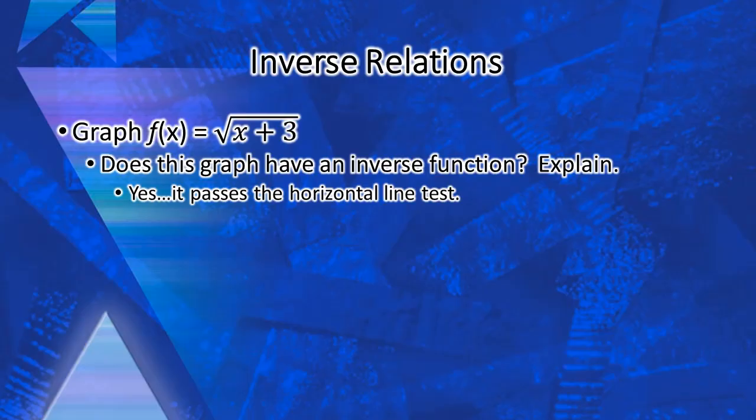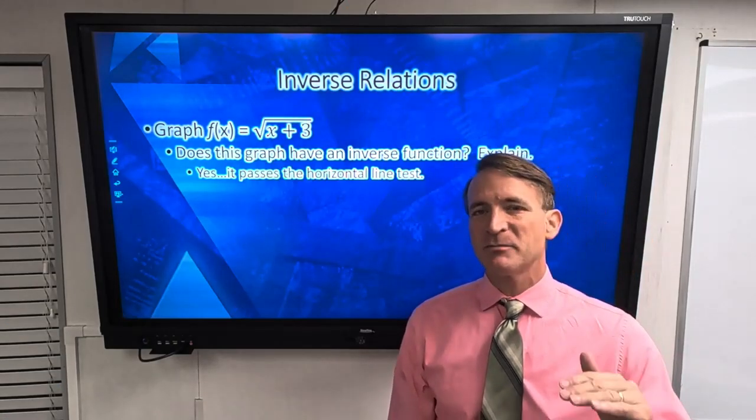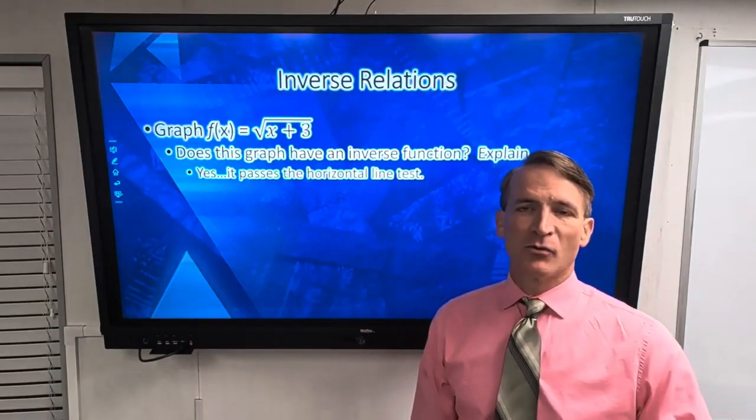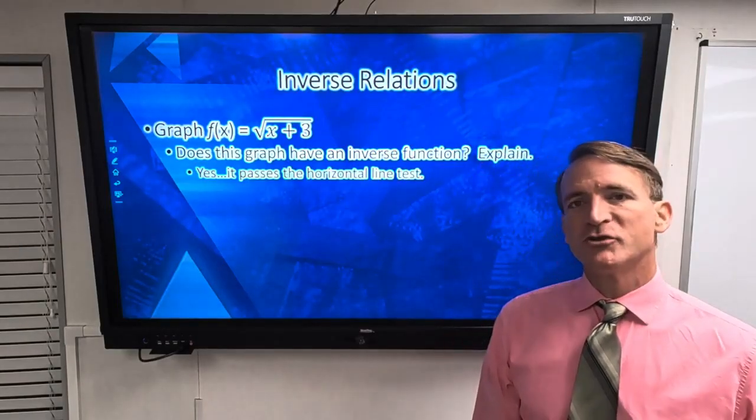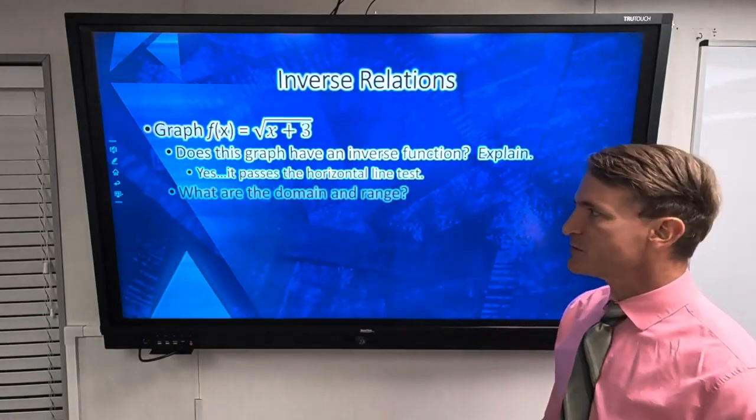Remember, in order to be a function, it has to pass the vertical line test. In order to be a one-to-one function, it has to pass the horizontal line test, which means when we graph its inverse, it will also pass the vertical line test.